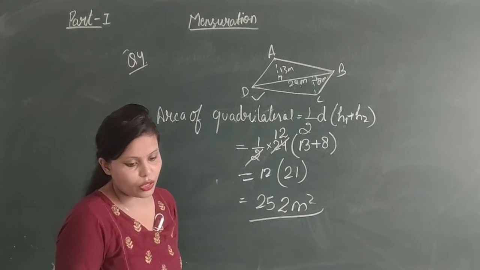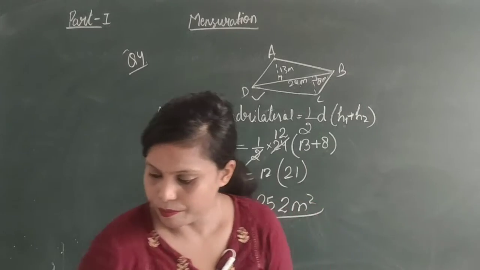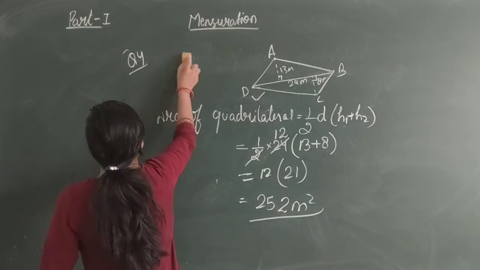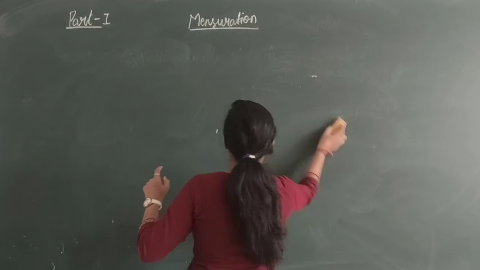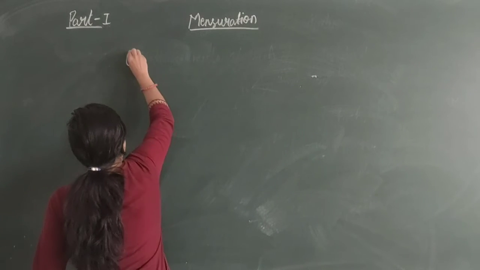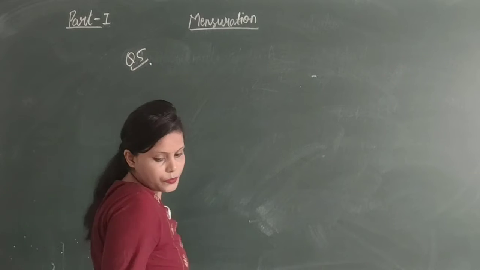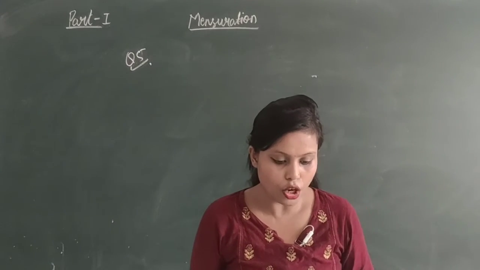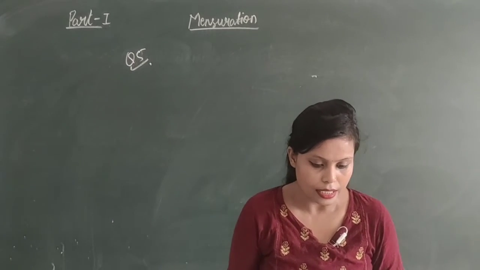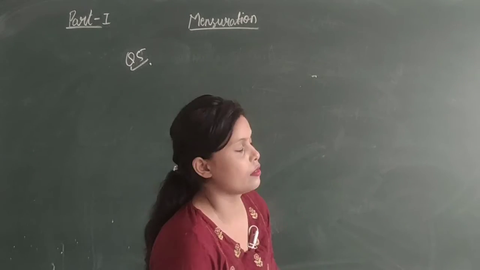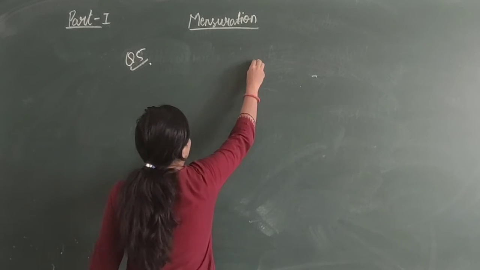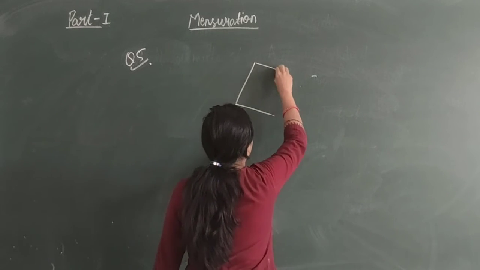Okay. Let's do question number 5. So question number 5 is, the diagonals of a rhombus are 7.5 and 12.5. Find its area. So simply you just have to put the formula.